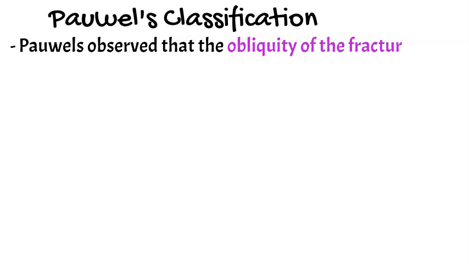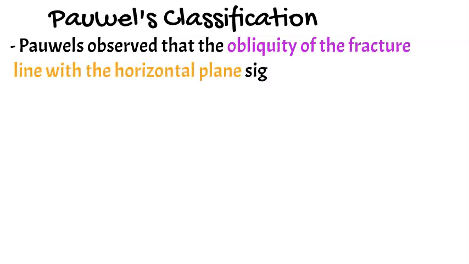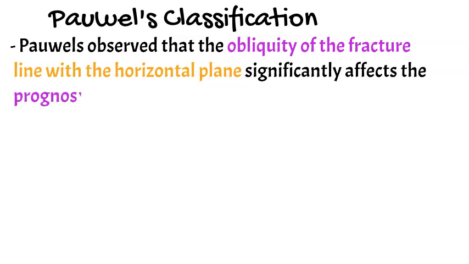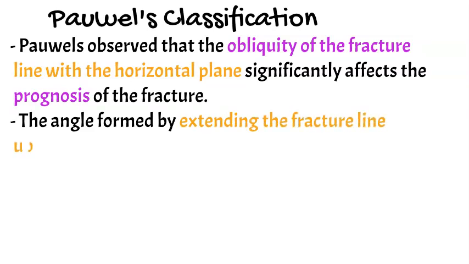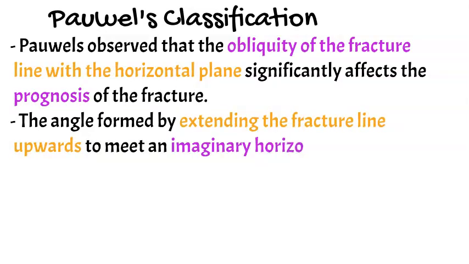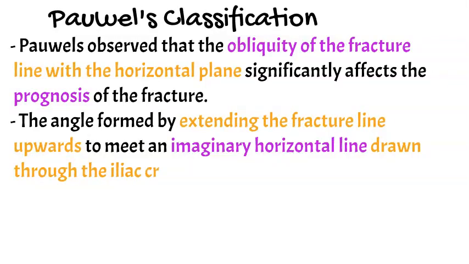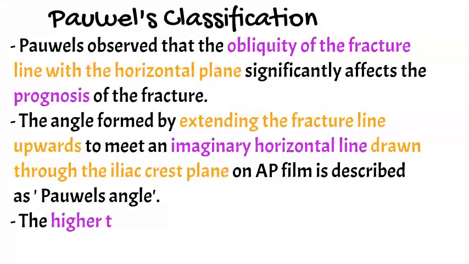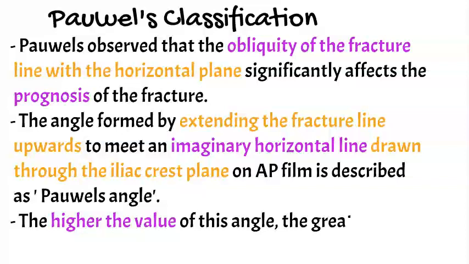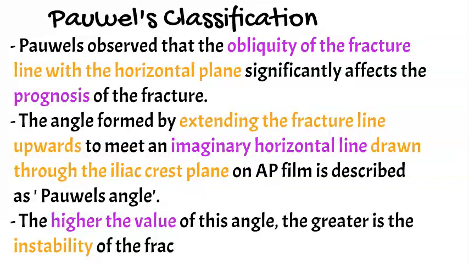Next, regarding Pauwels classification, Pauwels observed that the obliquity of the fracture line with the horizontal plane significantly affects the prognosis of the fracture. The angle formed by extending the fracture line upwards to meet an imaginary horizontal line drawn through the iliac crest plane is described as the Pauwels angle. The higher the value of this angle, the greater the instability of the fracture.